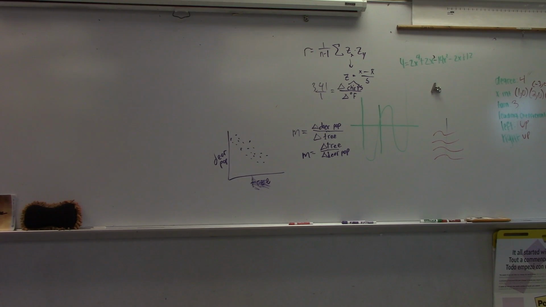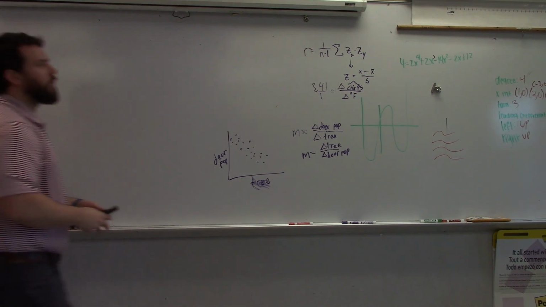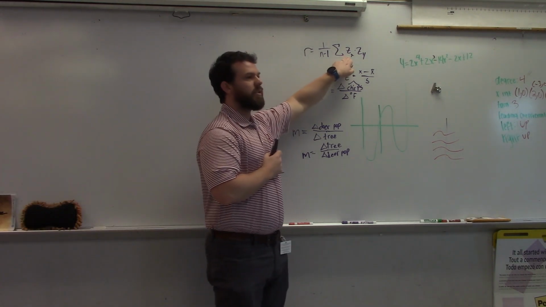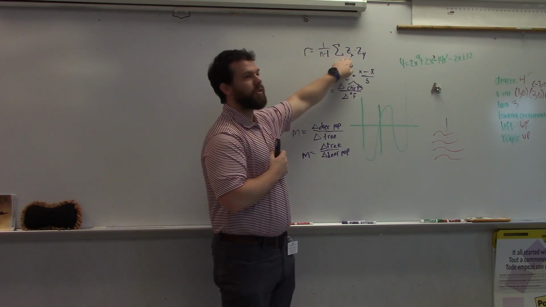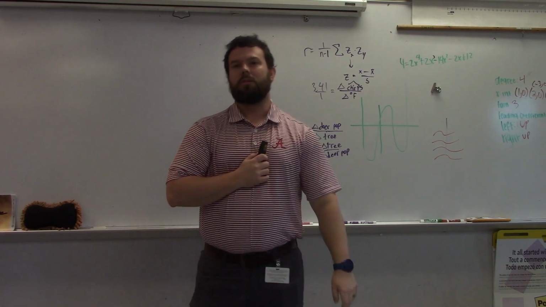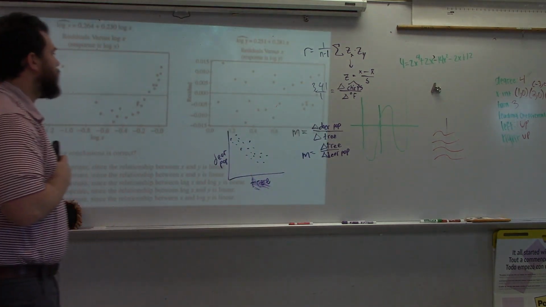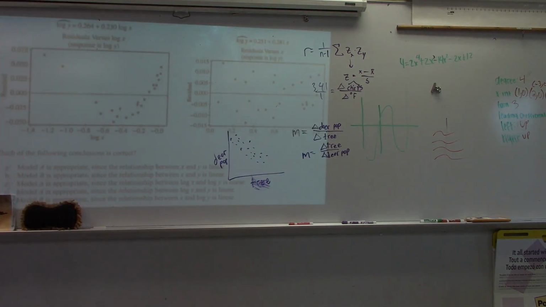Z doesn't have units. Z is a standardized test statistic. So if we're calculating R, do the units matter? No. So do not forget that detail. Okay. We actually crushed it here.